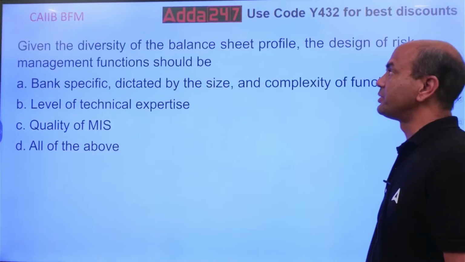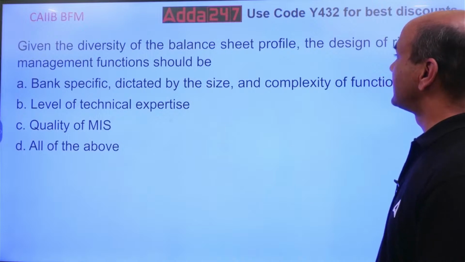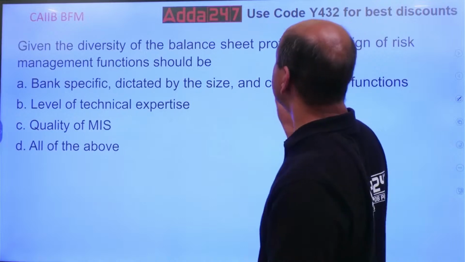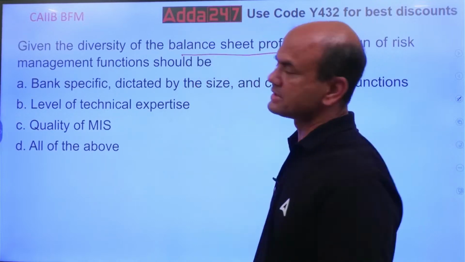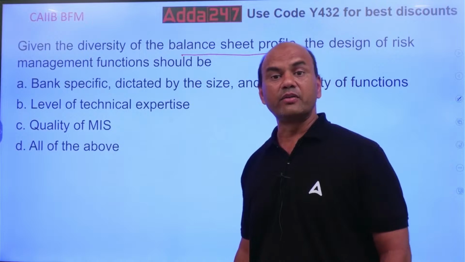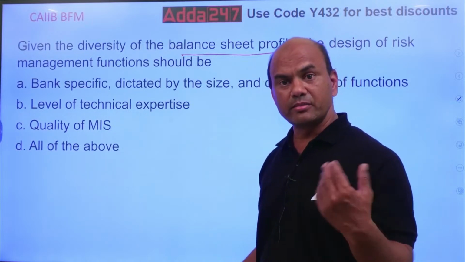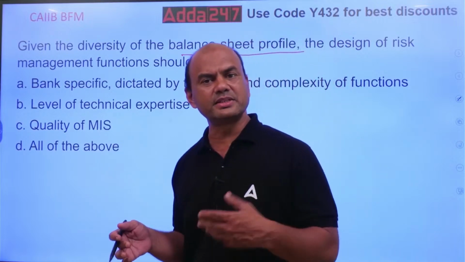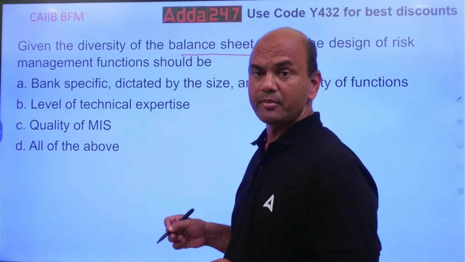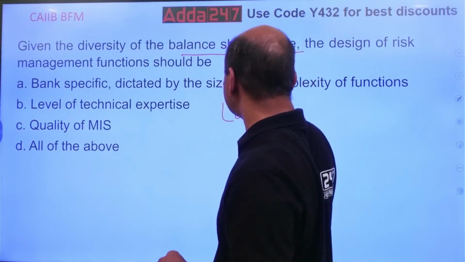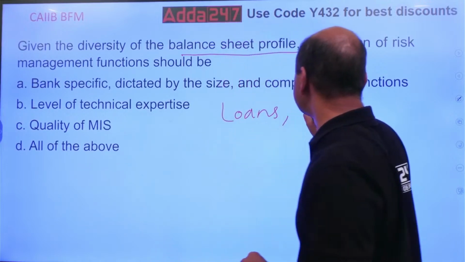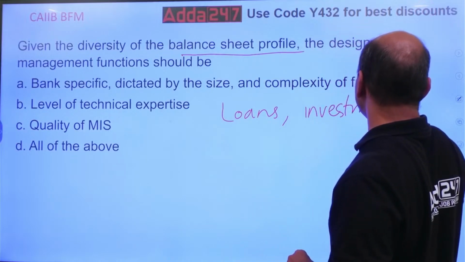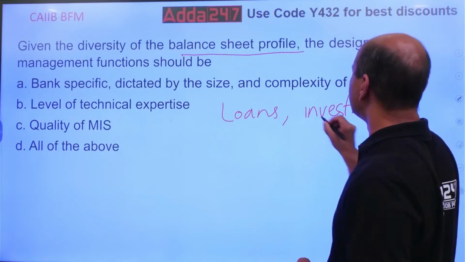Given the diversity of the balance sheet profile, the design of the risk management functions should be... What do you mean by diversity of the balance sheet profile? Diversity means I'm having my income from various sources. What are my assets in the balance sheet? My assets are my loans, then my bonds invested, or you can call it investments. My loans and my investments for any bank.